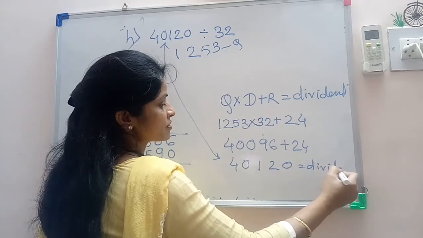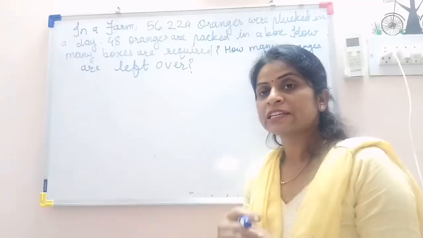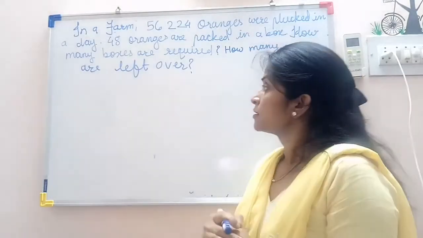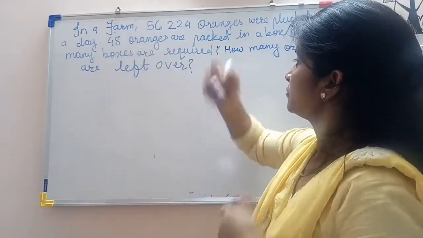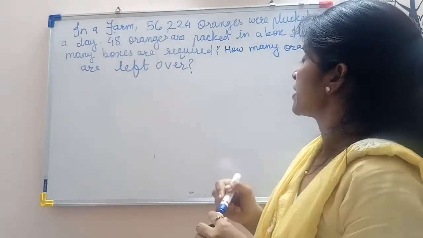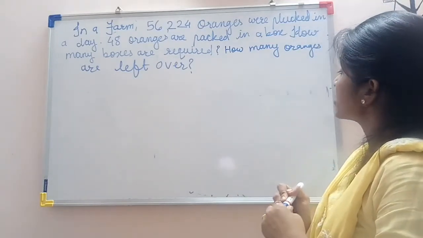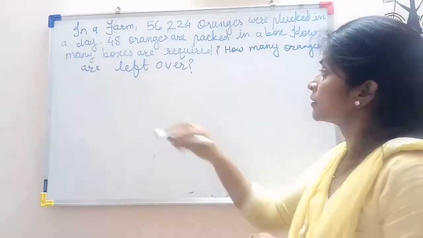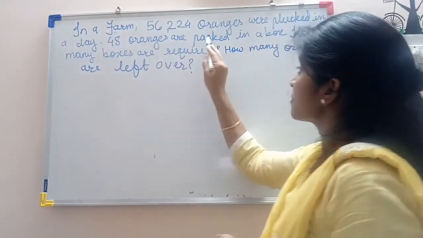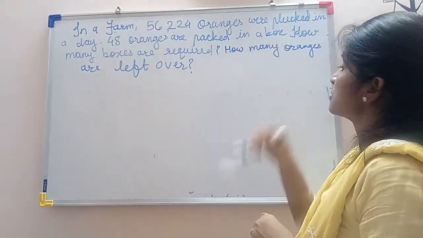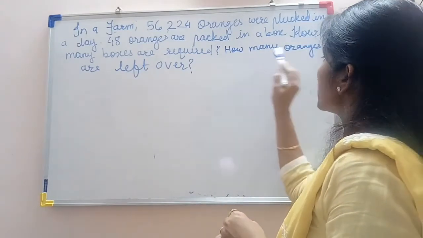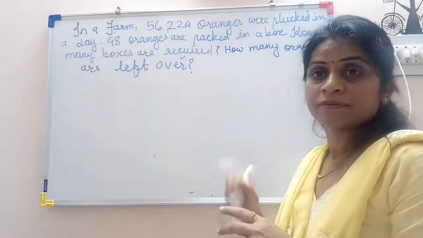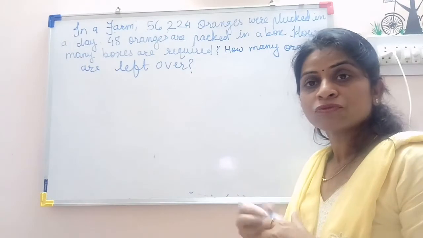When we check this by multiplication. Now student, let's start with this word problem. In a farm, 56,224 oranges were plucked in a day. 48 oranges are packed in a box. How many boxes are required and how many oranges are left over? Now you have to do the division here.